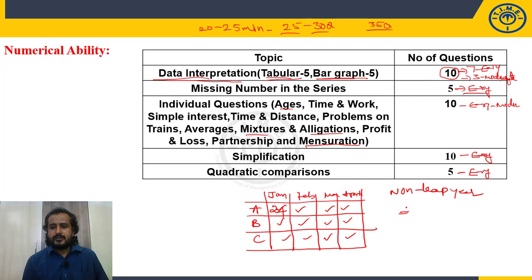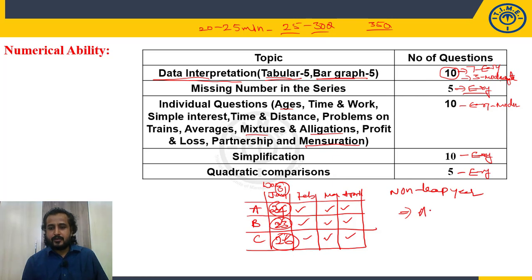Now there is one question which is given directly: how many non-working days are there in the month of January, all companies together? Here it is given the number of working days are 23. Here the number of working days are 26. See, January month consists of 31 days, right? So 24 working days, 23 working days, 26 working days.